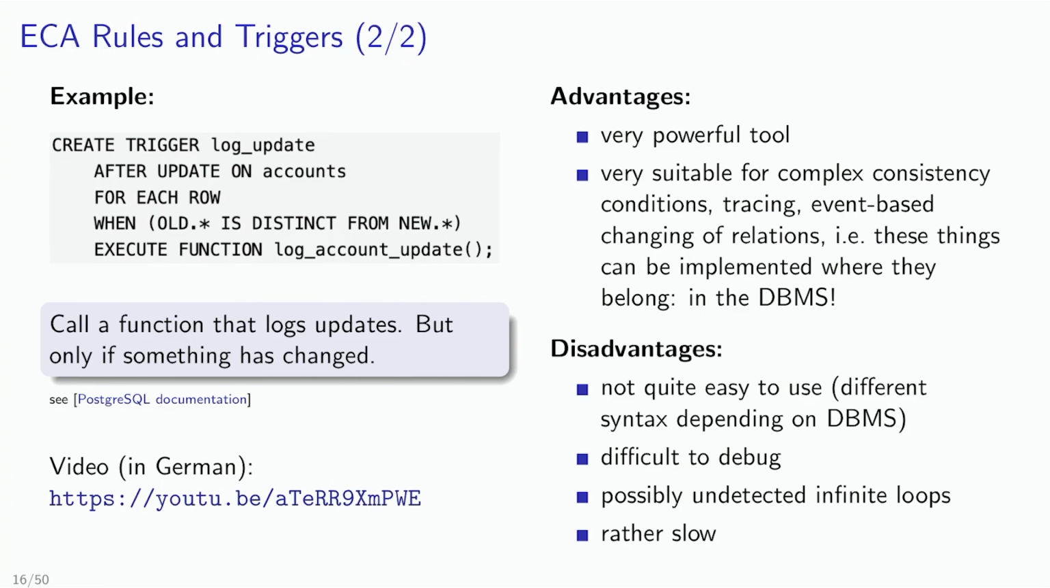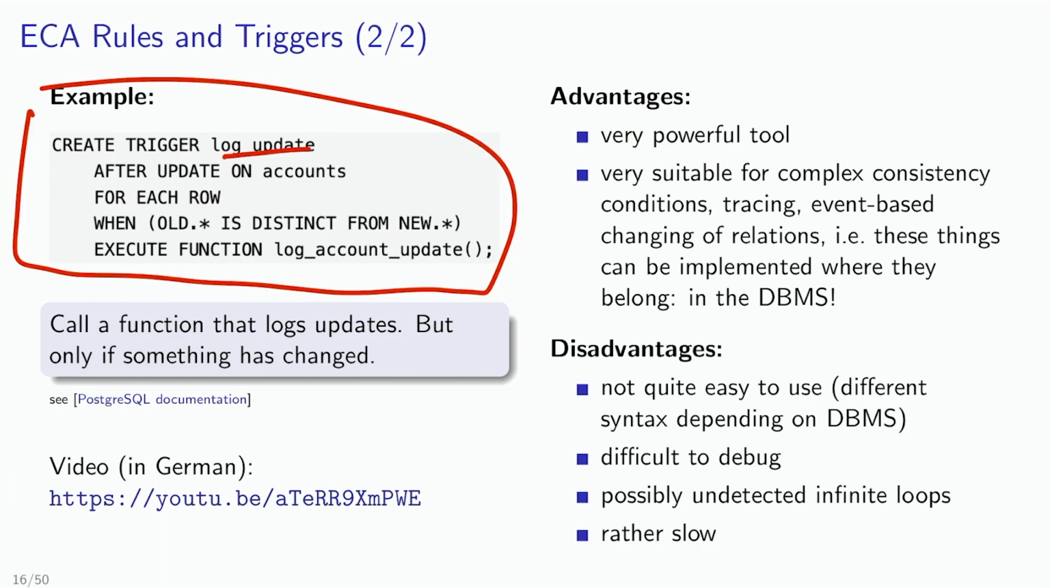Yeah? Create trigger with a name. Then you say when that is about to be executed, which is after an update on accounts. After an update on the accounts relation, then what is to be done for each row. You check whether the old entry is distinct from the new. You execute a certain function. Yeah? So this is basically the definition of the event and the condition, and then the action here is to execute the function.